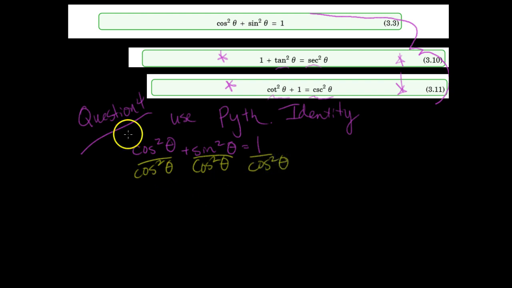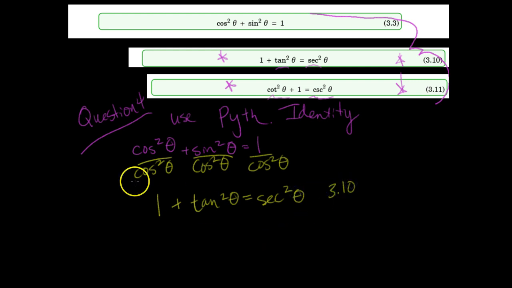So then that means that if you do this, you've got cosine squared theta over cosine squared theta is 1. This is tangent squared theta. And this ends up being secant squared theta. So we just proved 310. So I will ask you to do something like this in question 4. And then the second identity, 311.